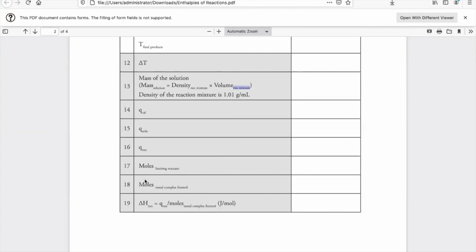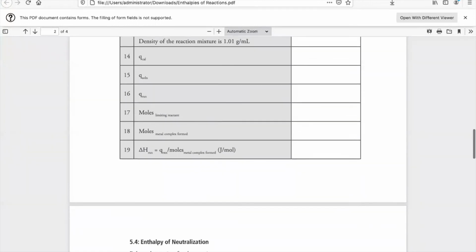the number of moles of the metal complex from the limiting reactant, using the stoichiometry in the balanced equation. Like I said, you will get the mass or the concentration of each species.